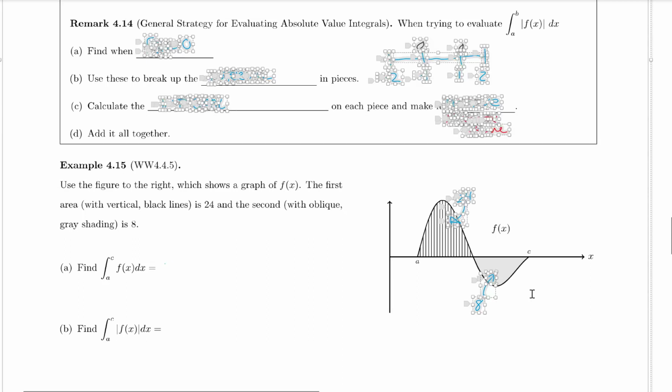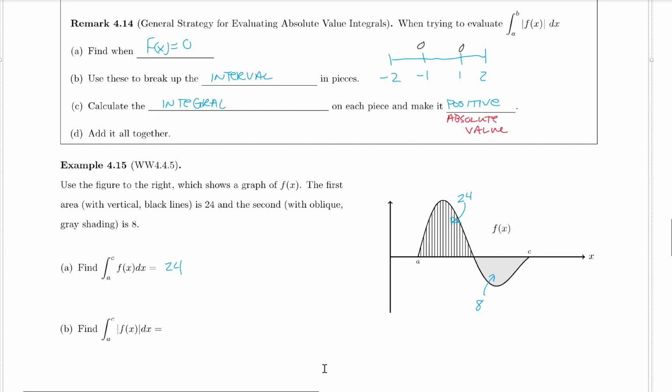Well, the integral from a to c would be 24 minus 8, because this area of 8 is underneath the x-axis. So we're taking the regular integral, the area is a negative area, and thus our total area is 16. Or not the total area, the integral area.